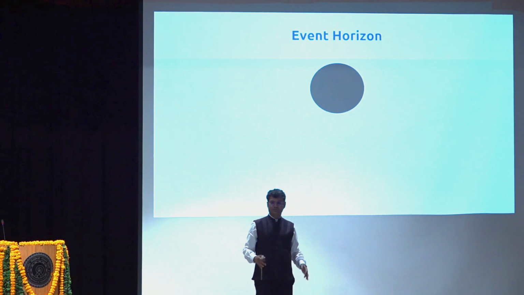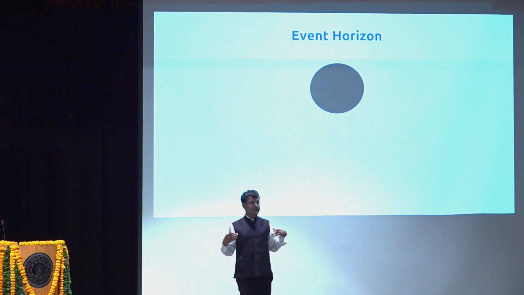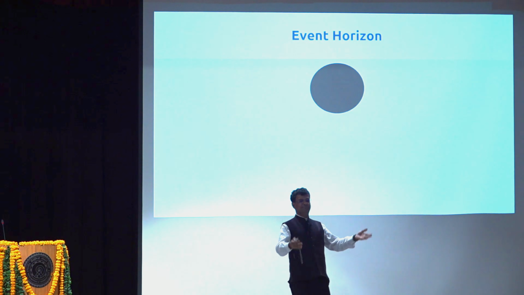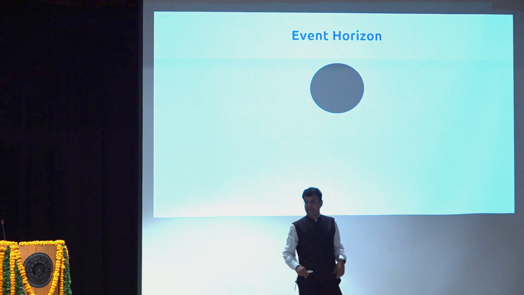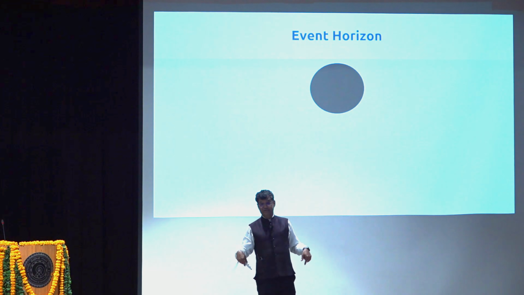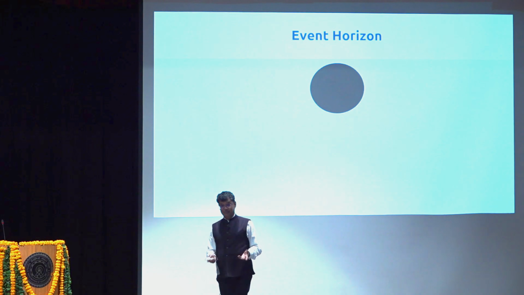So what is so special? Locally, there is no difference. It looks like normal space-time. I'm just going through, crossing a black hole. Or you might have actually crossed a black hole when you came to this talk. Okay? A black hole event horizon.